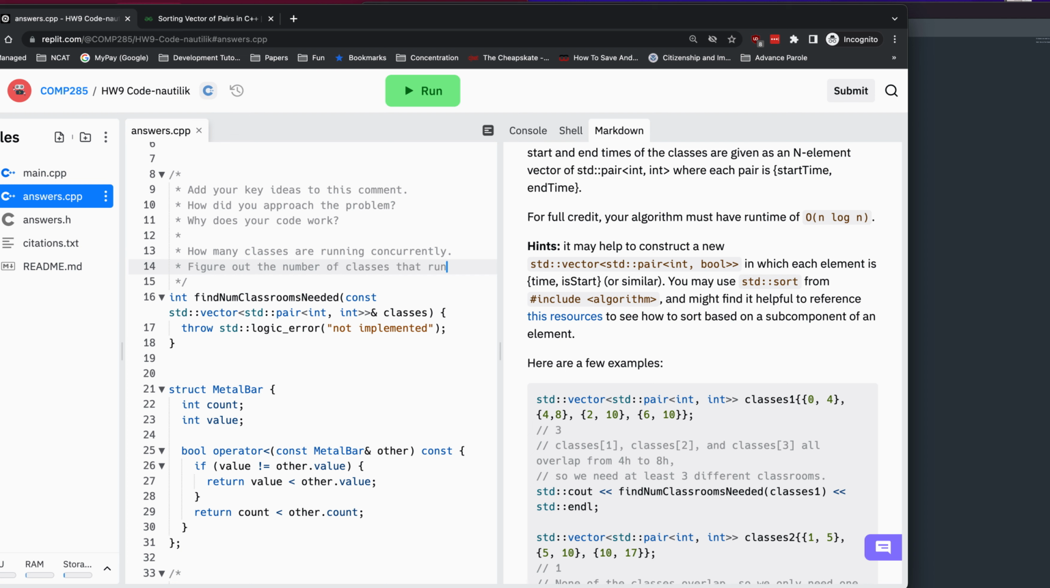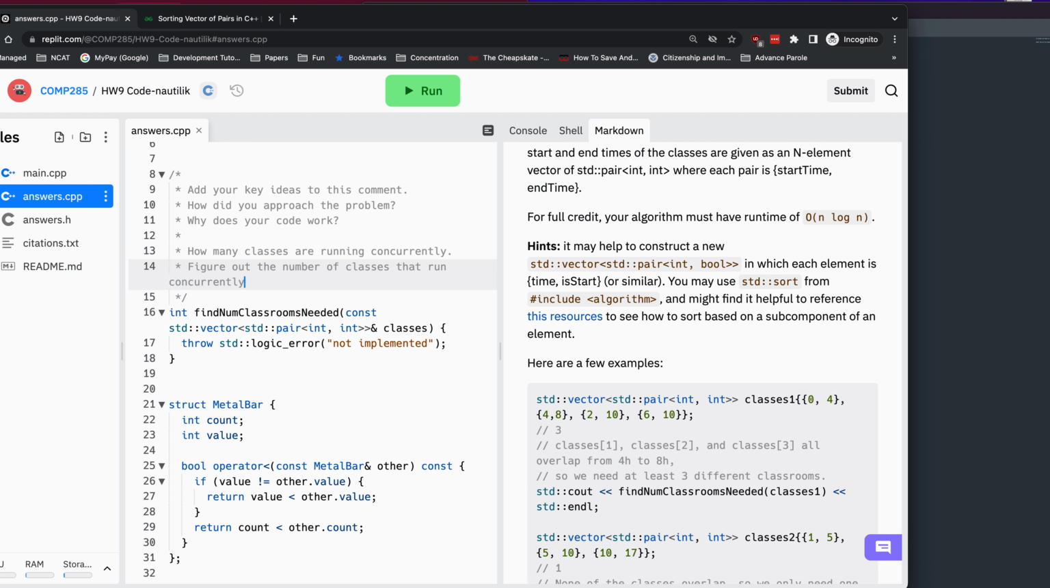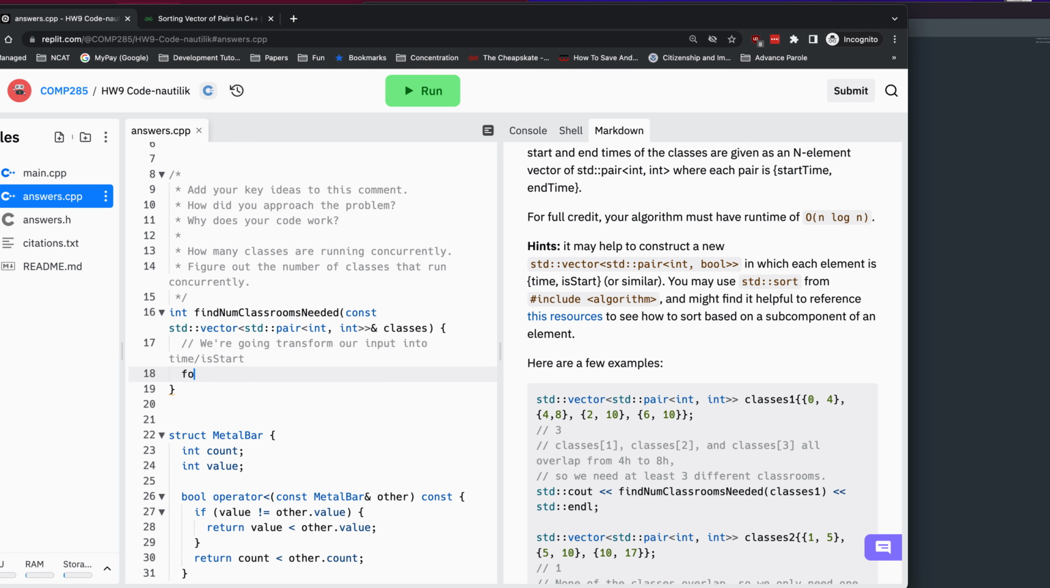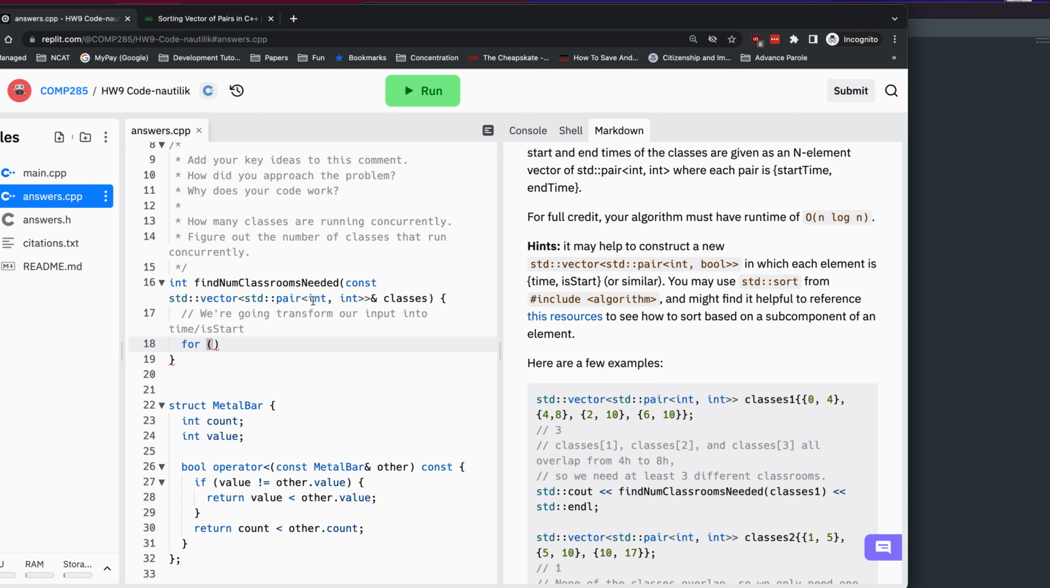that's the idea, which is to figure out the number of classes that run concurrently. Following the hint, the very first thing we're going to do is transform our input into time and then is start. Okay, so we're going to iterate over our input.